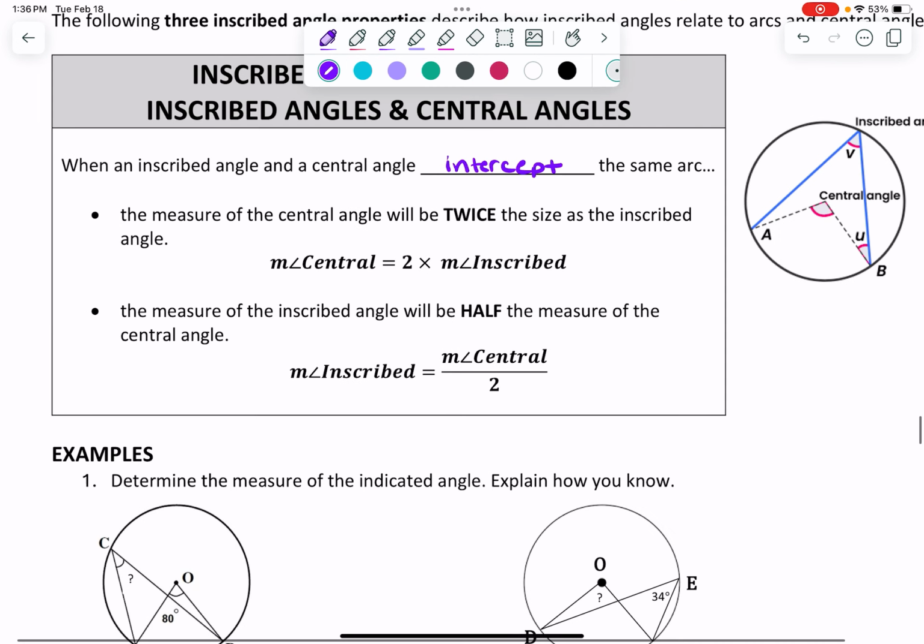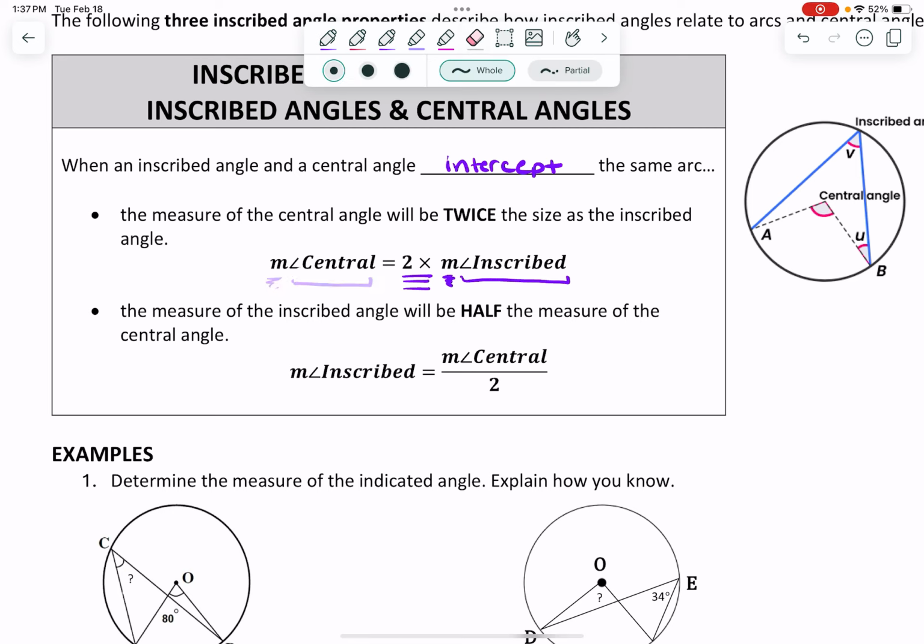And we can see that written in somewhat of an equation form here. We have m representing the measure of. Here we've got a central angle, and it's 2 times as big as the measure of an inscribed angle. We can also say that reversed. So instead, we could say the measure of an inscribed angle will be half of the measure of the central angle, really depending on what we're provided with is going to help determine which direction we're treating this in.